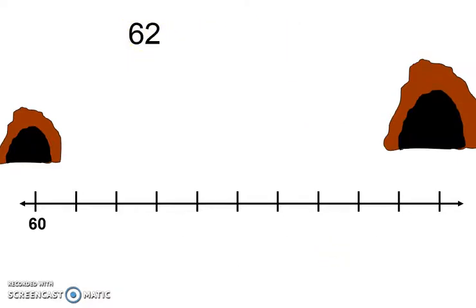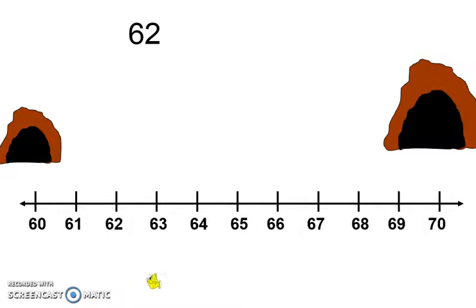62, the 10 before it is 60, the 10 after is 70. Get the numbers in between. Put the fish swimming at 62. And the shark is starting to come out. If you rounded to the nearest 10, what would be closer to 62? Obviously 60.